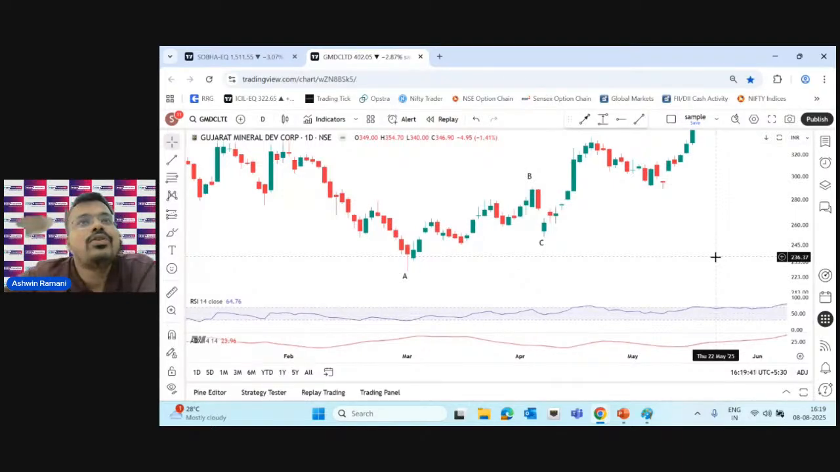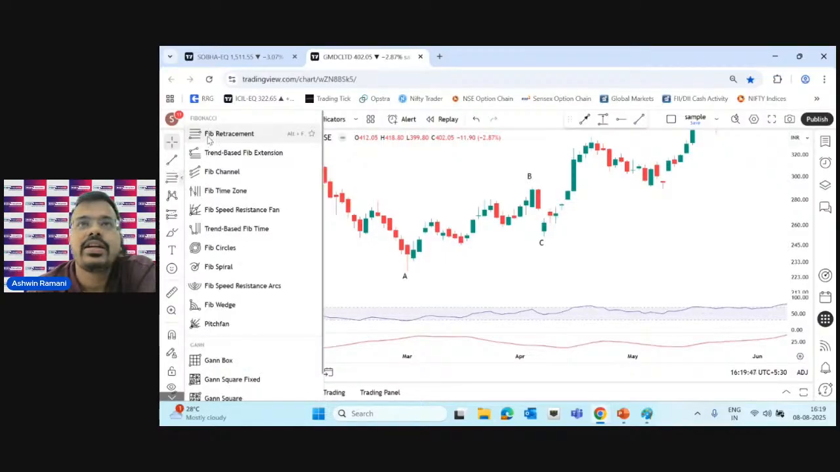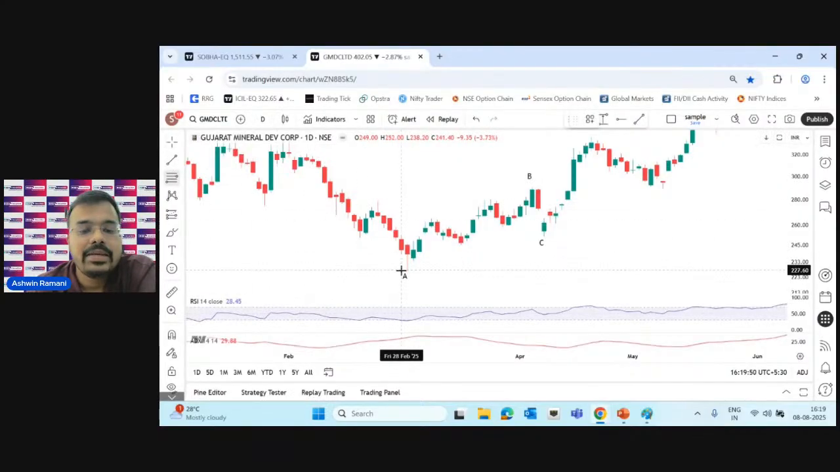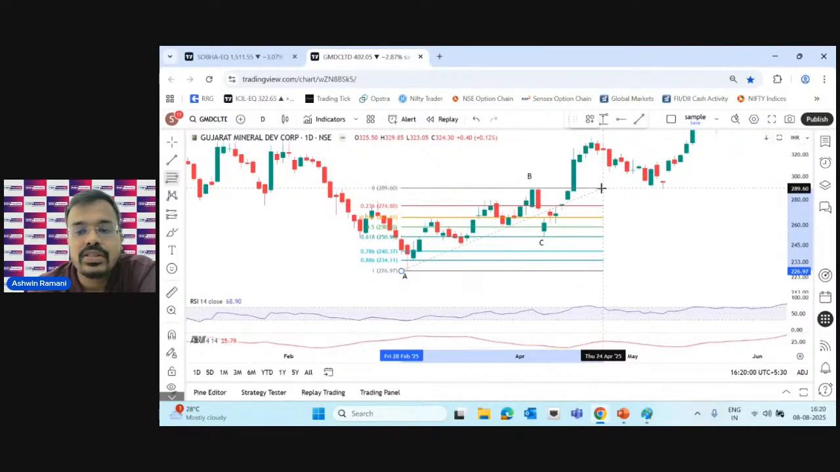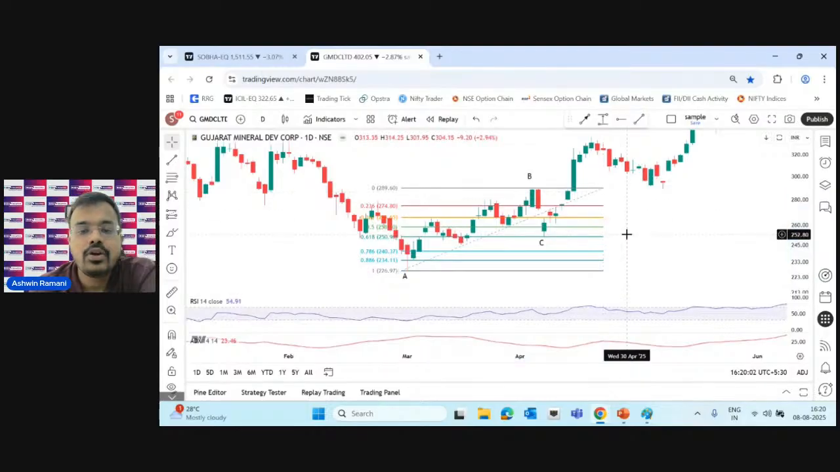Exactly, you start with a low point and you go to the high point. So I'll go to my toolbar here on the left hand side. I will take my Fibonacci retracement. I will keep it at the low and I will go all the way until B. I'll slightly drag it towards my right, but this has to be at the B high point. Okay.